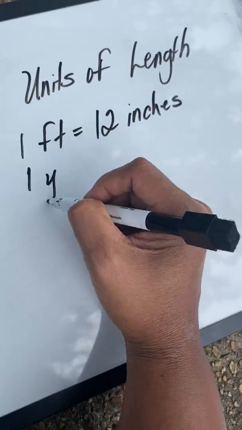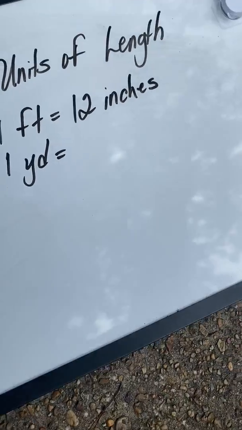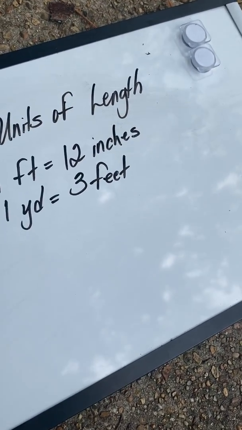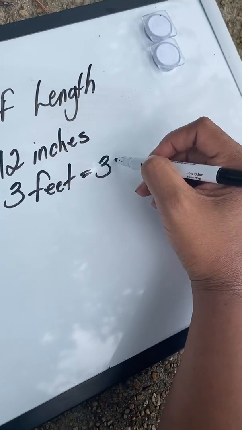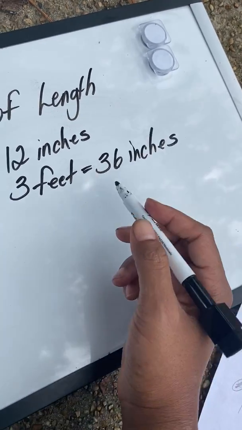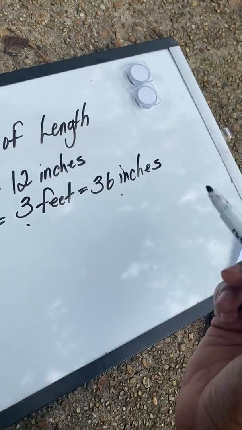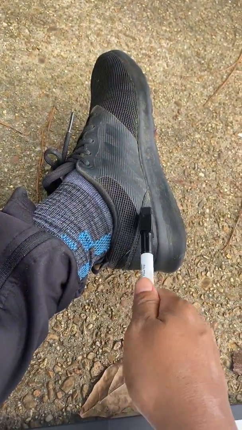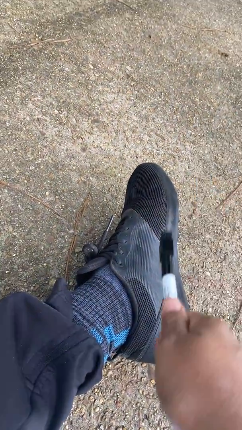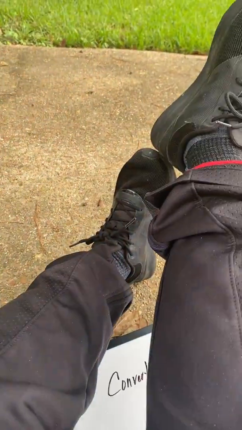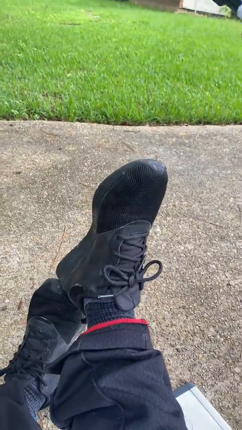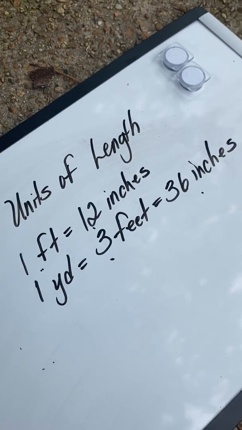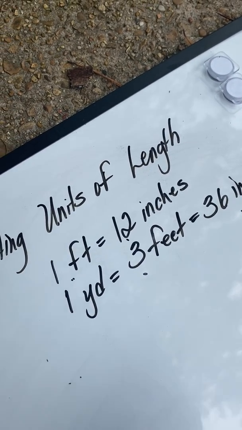1 yard is 3 feet, or 36 inches. If I have 3 feet, I have 36 inches. If I have 1 foot, I have 12 inches. So 3 of these, 1, 2, 3, 2 more of my shoes. Here's another one, and then another one. 1, 2, 3, 3 of my feet is 36 inches, or it's equivalent to 1 yard.